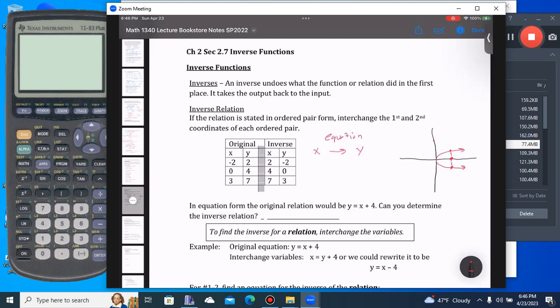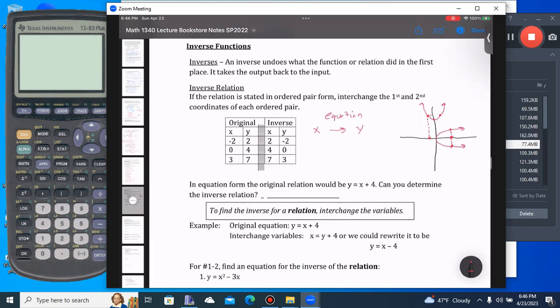Whereas a quadratic, every x value has a specific y value it goes to. And there may be multiple x values that go to the same y value, but every x value has one y value to go to.